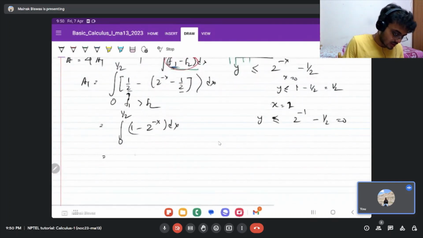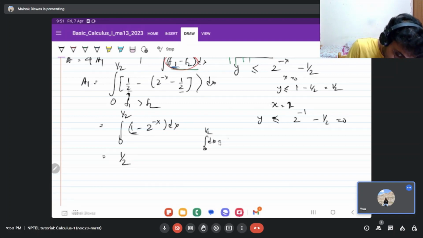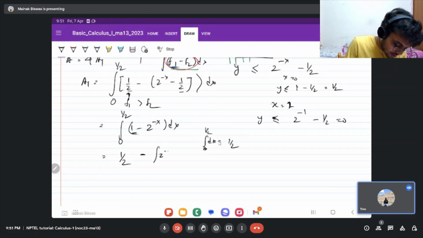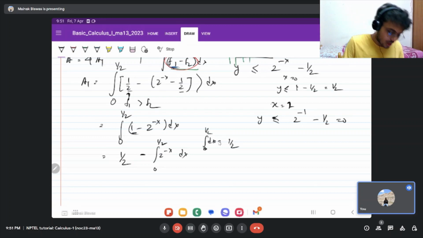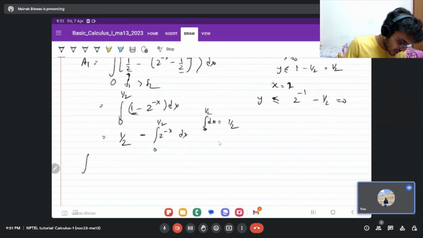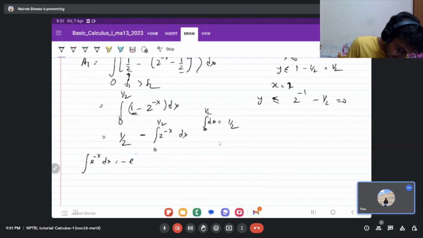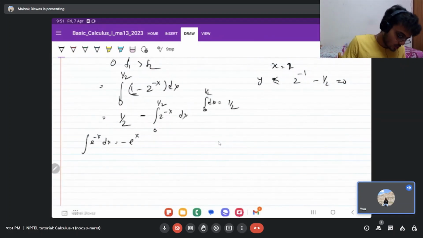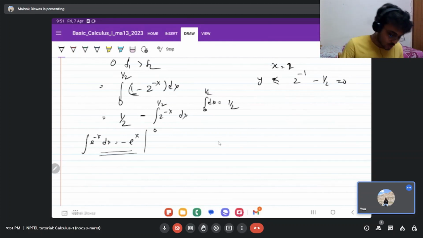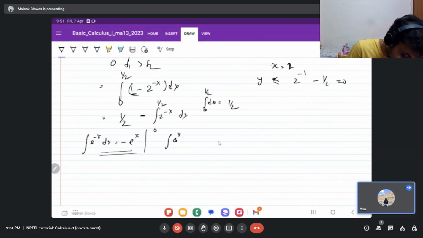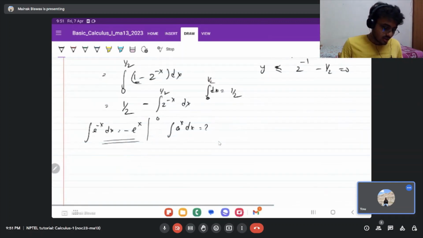So the first integral is very easy to calculate. Integral of 1 dx from 0 to half is half, and minus the integral of 2 to the power minus x dx, 0 to half. So how do I do this? We all know the integral of e to the power x dx is equal to e to the power x. What are the minus here? Because you have a minus. Anyways, how do you relate e and any a? So we are trying to find the integral of a to the power x dx is equal to question mark.